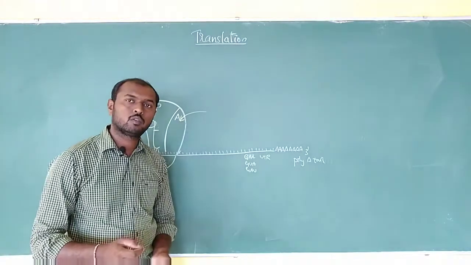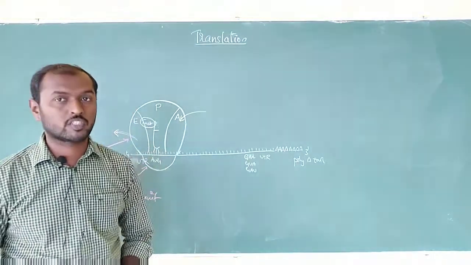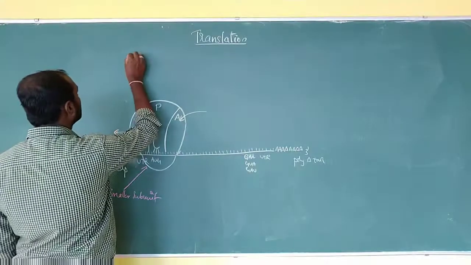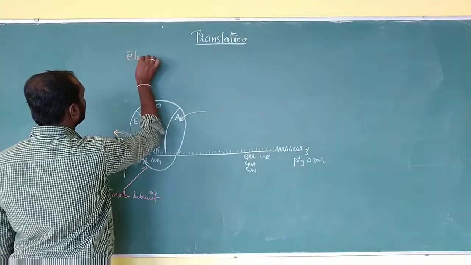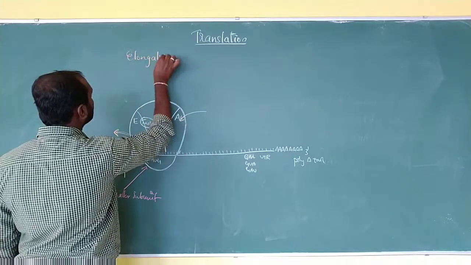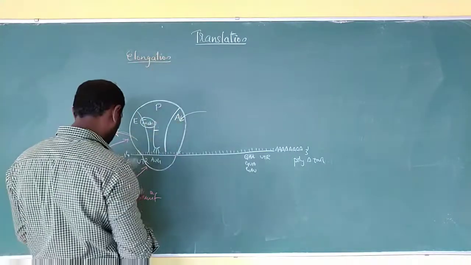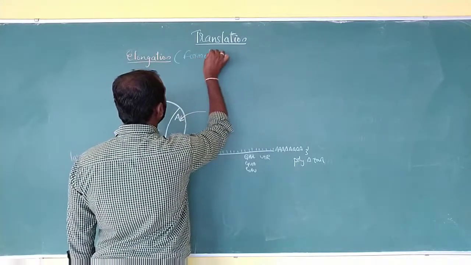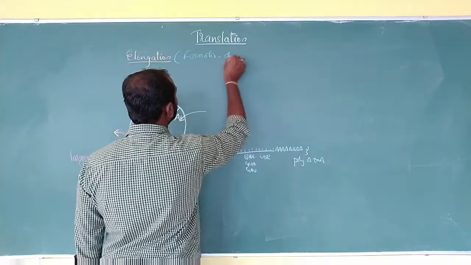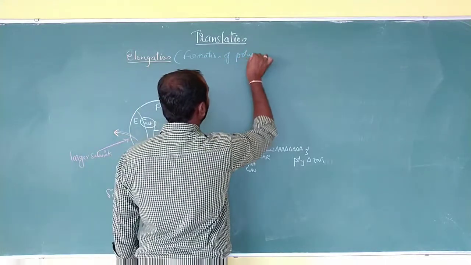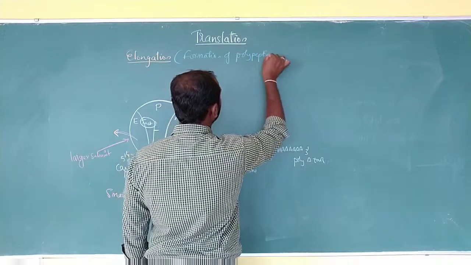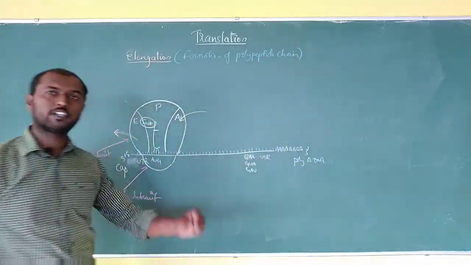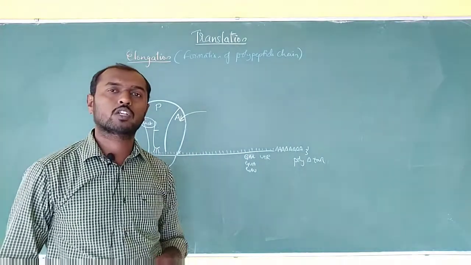So what we studied was the process of initiation. Now we'll study the process of elongation. Elongation is nothing but the formation of the polypeptide chain. So polypeptide chain formation we can call elongation.